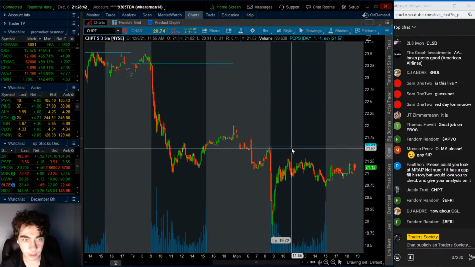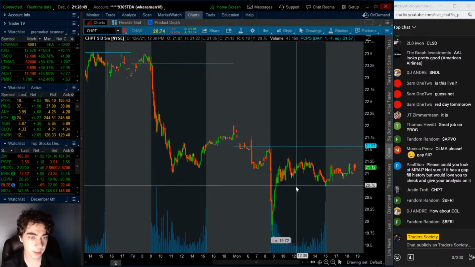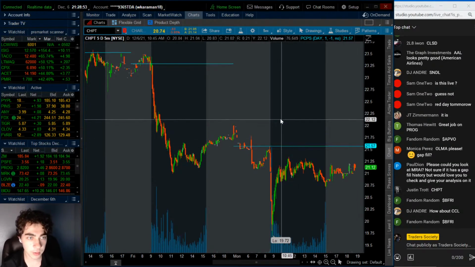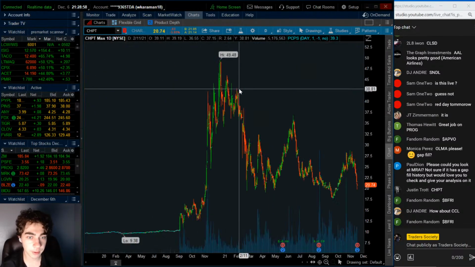So for this one, it looks like we're headed back to fill this gap. There's a gap to fill at 21.57. If that reacts as a resistance level, it's going to go back towards the 19.70s. If it breaks out and reacts as a support level, it should shoot back up towards $23. That's what I would look for on that one.